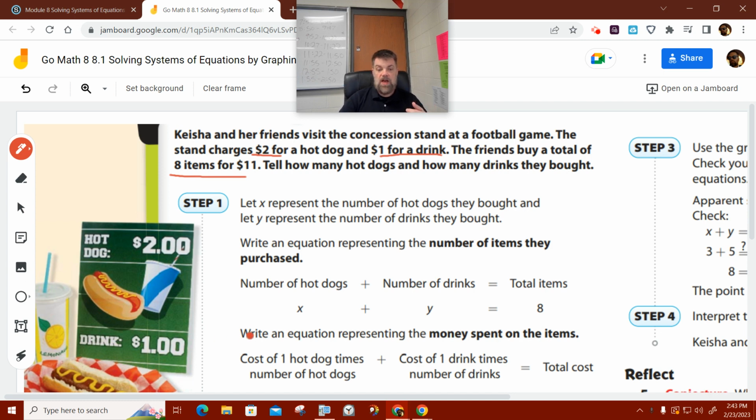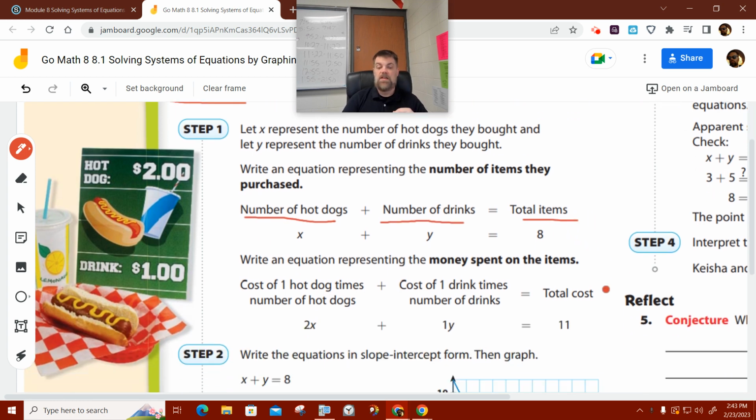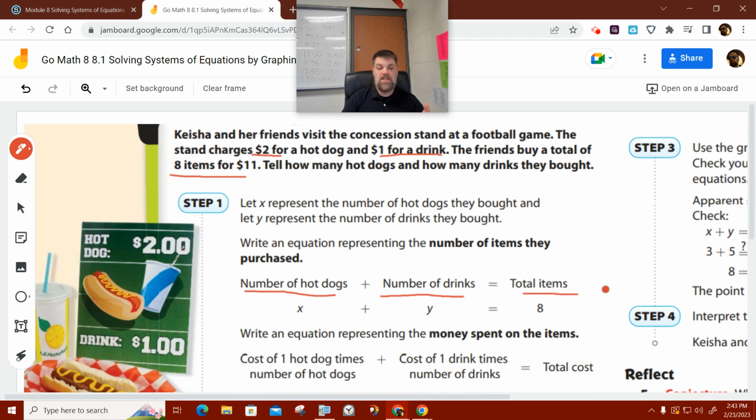Well, I don't know how many hot dogs I have, so we'll just call that X. I don't know how many drinks I have. I'm going to call that Y, but I do know that X plus Y equals 8. Does that make sense? Yes. All right. Now, here's the thing.